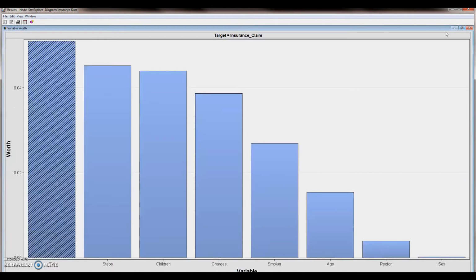Let's switch over to the variable worth chart. This chart helps me determine which variables have the strongest correlation with my target variable, which, as you can see here, is BMI. So this is where I'm going to start splitting my nodes from my decision tree.